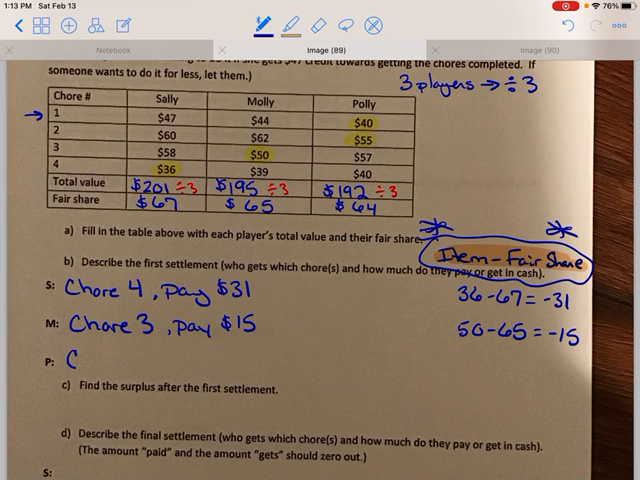Now Polly's doing the most chores. She's doing chore 1 and 2. If we add those together, that is worth 95. So she's doing $95 worth of chores, but she's only obligated to do 64. So she's going to get some money back. She's going to get $31.